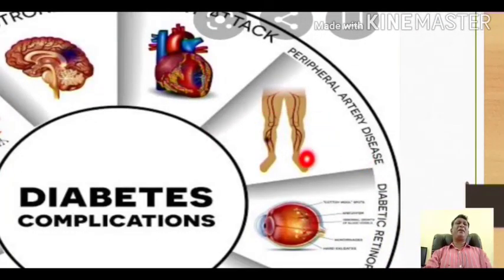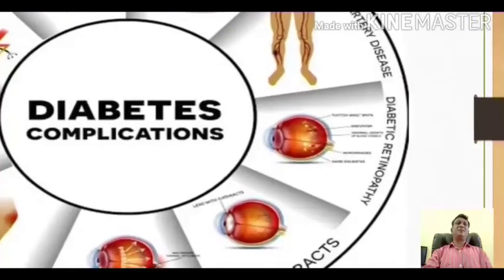The next is peripheral artery disease. In this condition, the arteries which are supplying blood to the periphery, especially beneath the waist region, that means ultimately to the legs, have decreased flow of blood due to accumulation of glucose particles inside the blood vessels, and due to this the condition of gangrene may arise.